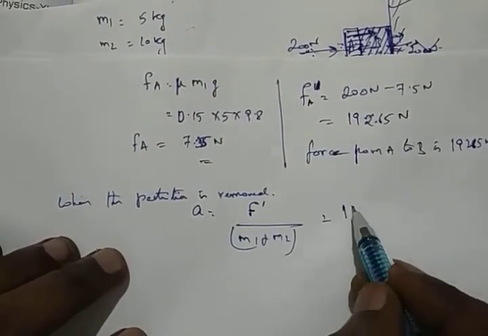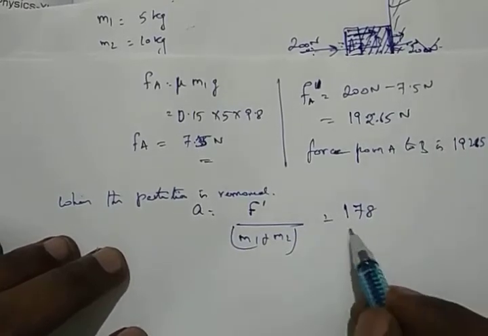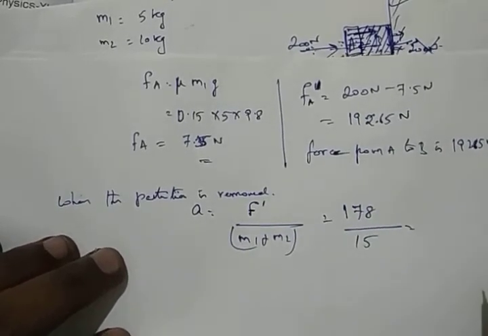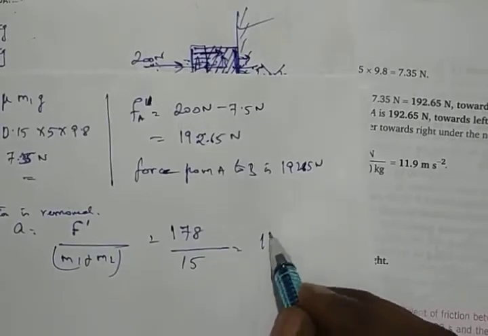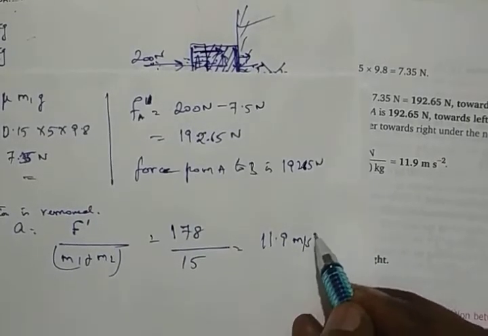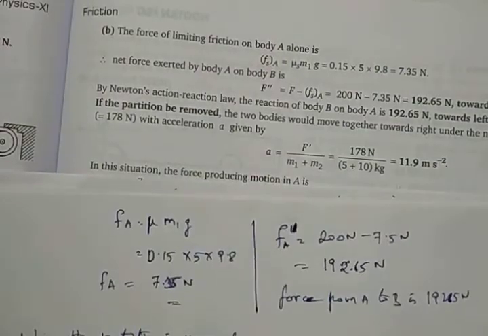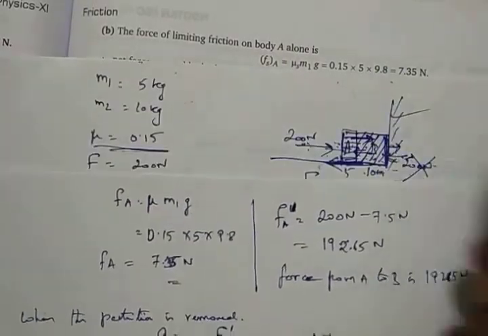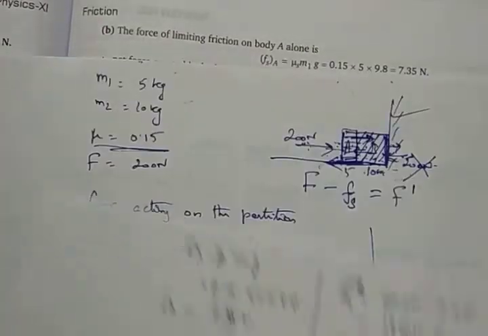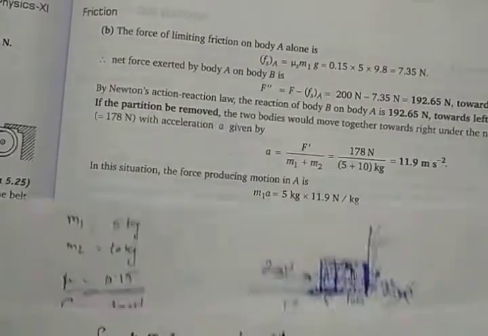What is the net force? 178 upon 15. So the acceleration will be 11.9 meter per second square. That is the acceleration. When the partition is removed, what acceleration will you get? You will get this acceleration. So with that, this question gets over.